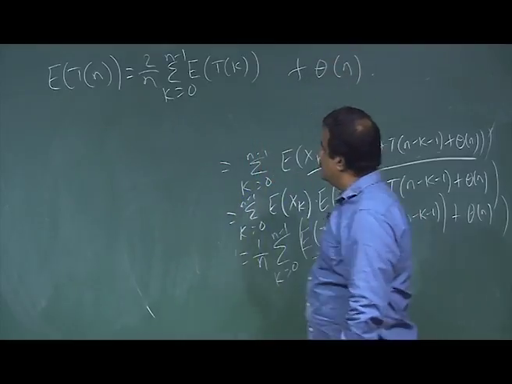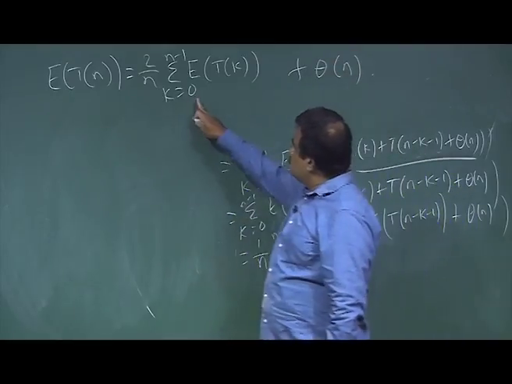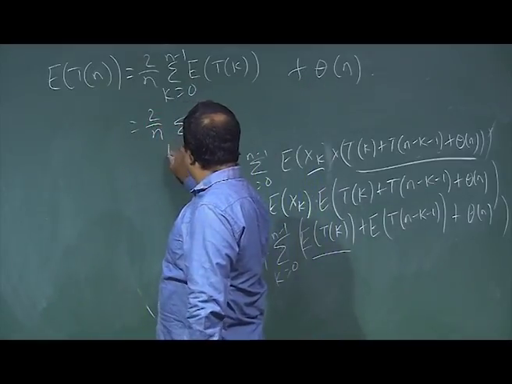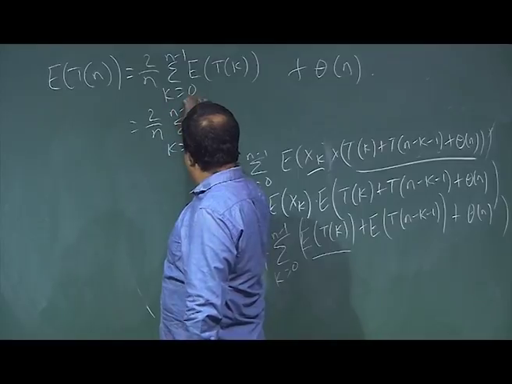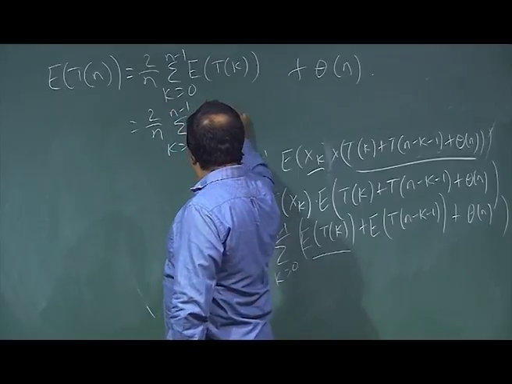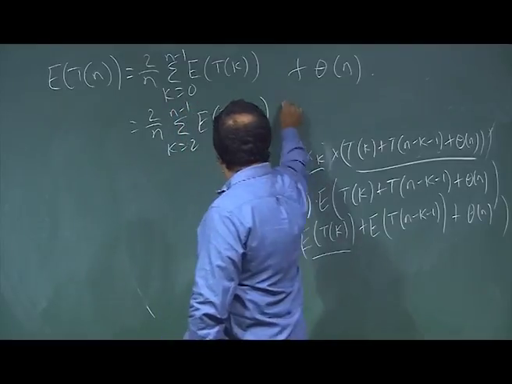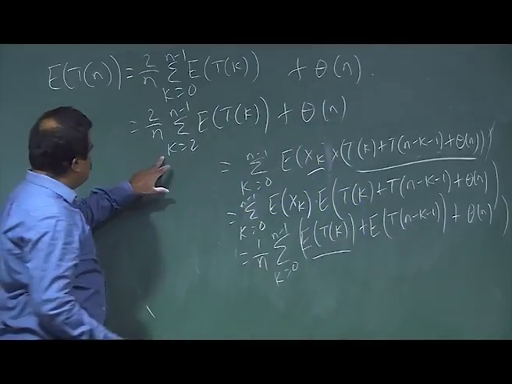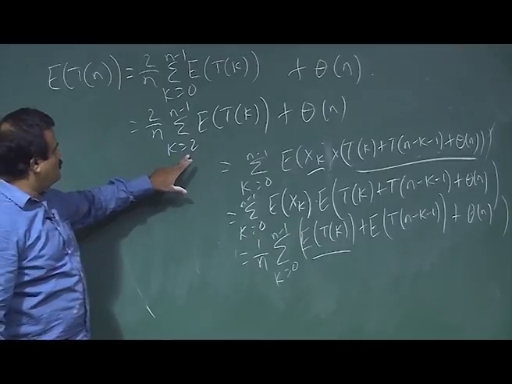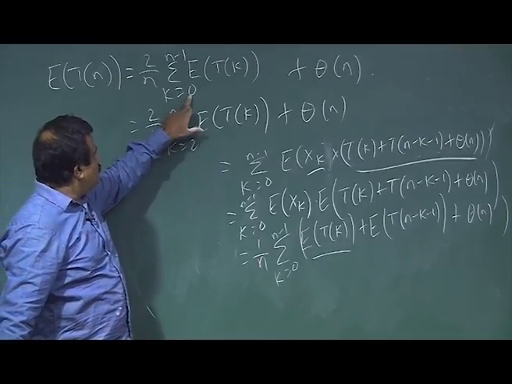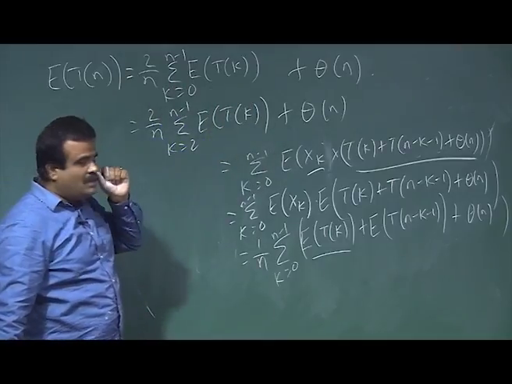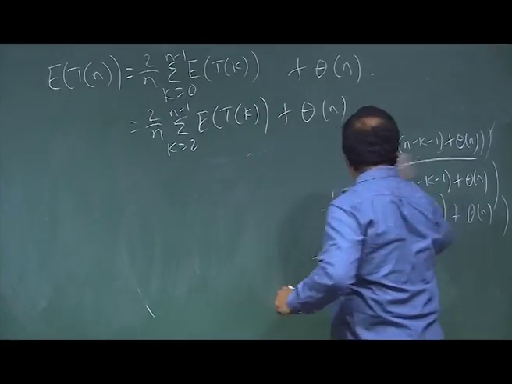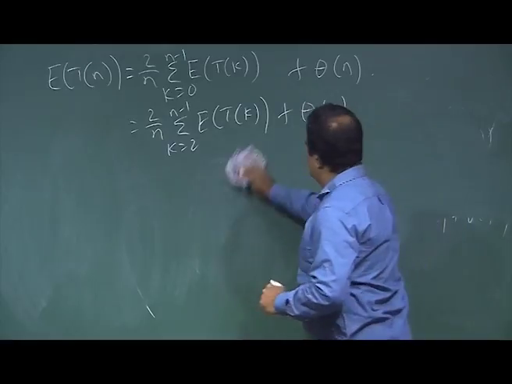So you got this. Now this first two term we can combine with this. So this can be written as 2 by n summation of k is equal to 2 to n minus 1 of expectation of Tk plus theta of n. Why do we take 2 to n minus 1? We will use a result which is starting from 2 to n minus 1, and for 0 and 1 this term will be combined with theta of n.